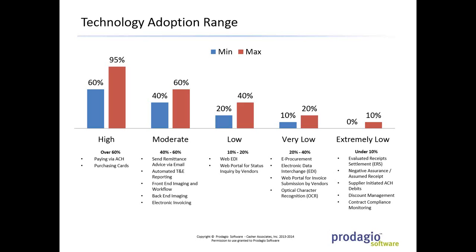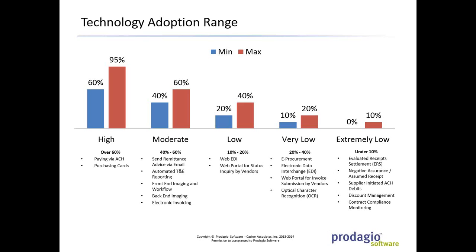In fact, according to a recent article in the Wall Street Journal, 50% of all payments in the U.S. are still made with paper checks. But these two kinds of automation have fairly high adoption, paying by ACH and using purchasing cards. But you have to be careful when you look at some of these surveys to understand whether or not companies are reporting that they are capable of doing it or whether they are widely using it.